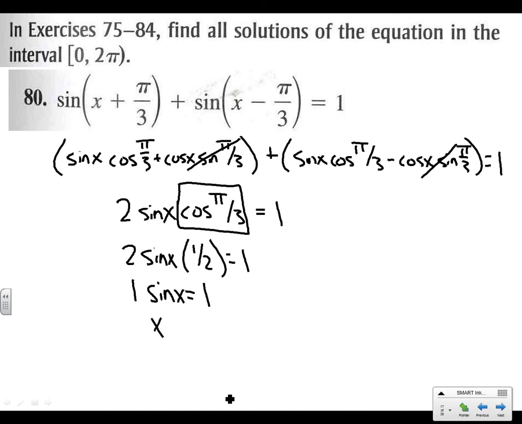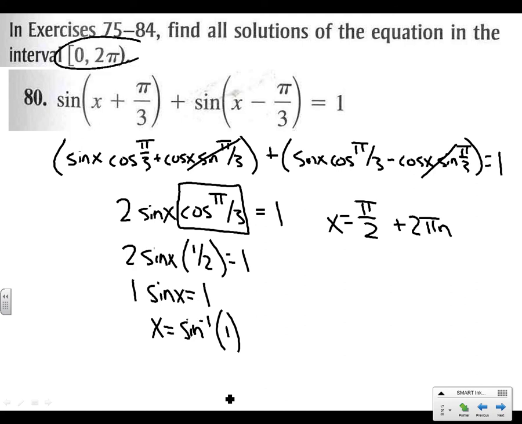Let's get x by itself by using the inverse sine. And where on the unit circle is the y value equal to 1? The only place that happens is at 90 degrees, which is at pi over 2. And I could say, let's say, plus 2 pi n if I wanted all the solutions, but I only want all the solutions between 0 and 2 pi. So it's only the first one there, x equals 90 degrees, x equals pi over 2.